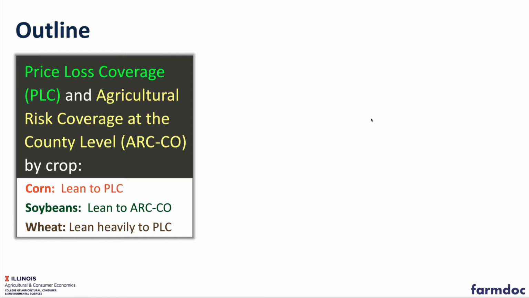Our outline: price loss coverage. What we're going to do is look at price loss coverage and ARC County by crop. Here are the general results. If you're corn, we would say lean to PLC at this point in time, and we'll talk more about that. Soybeans lean to ARC County, wheat lean heavily to PLC.